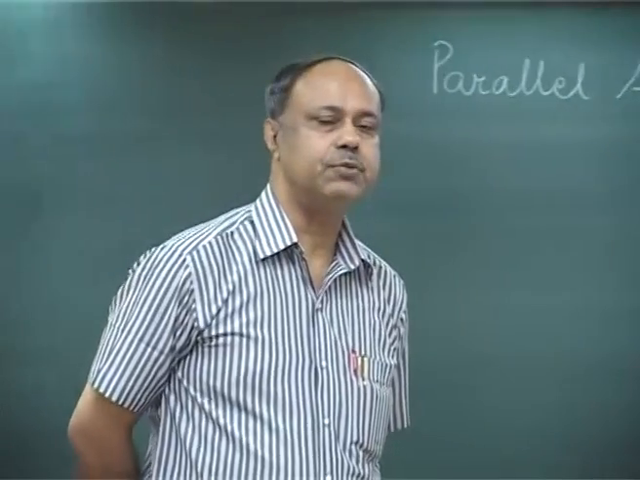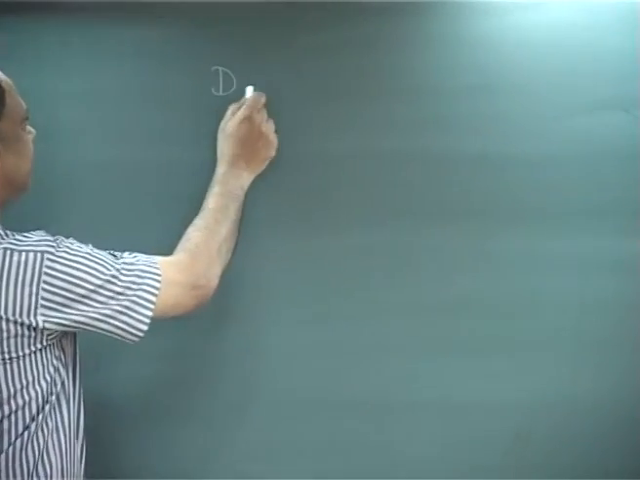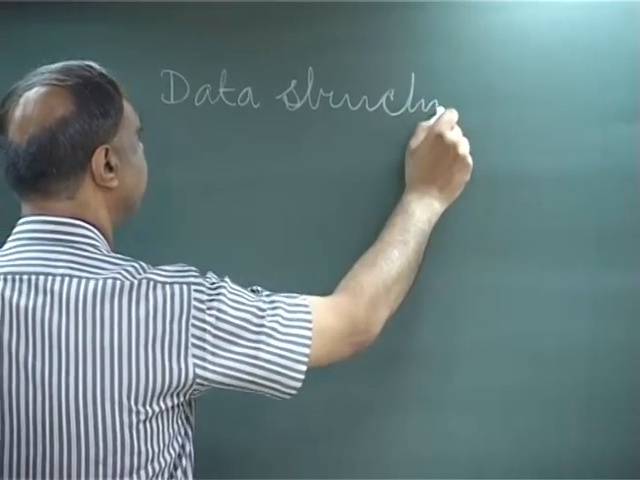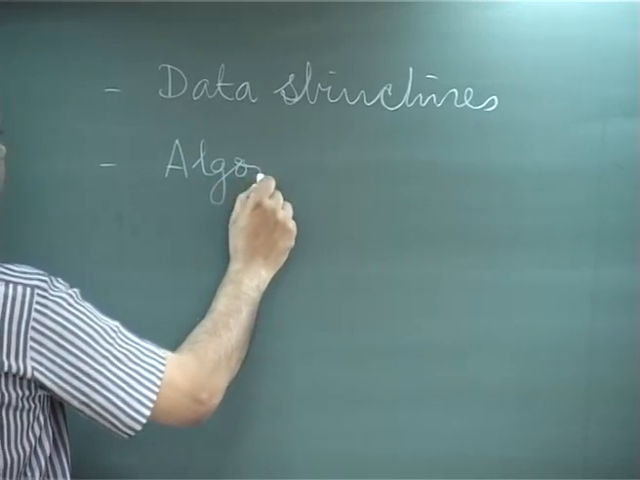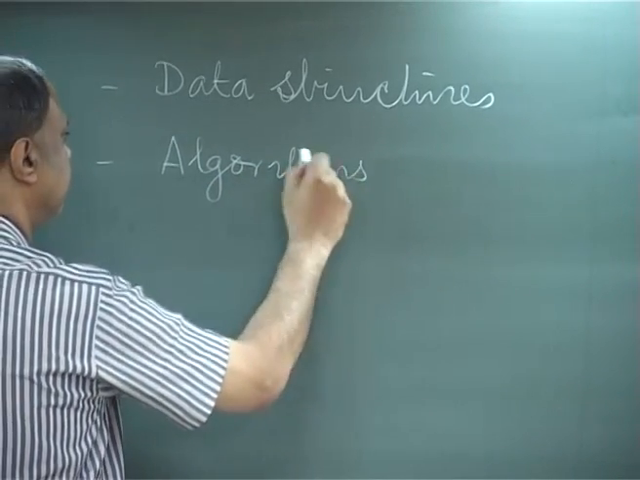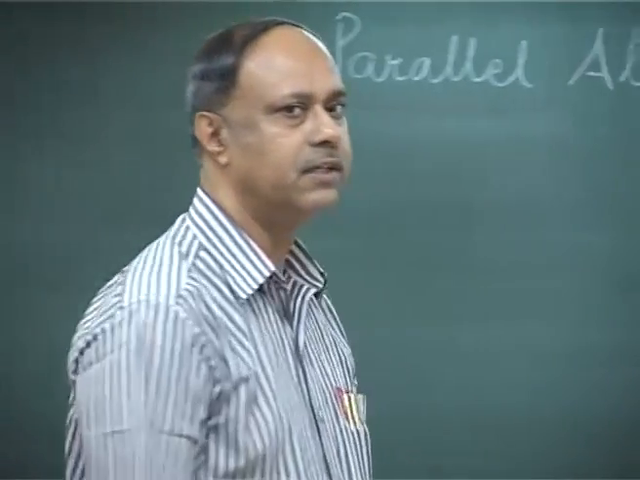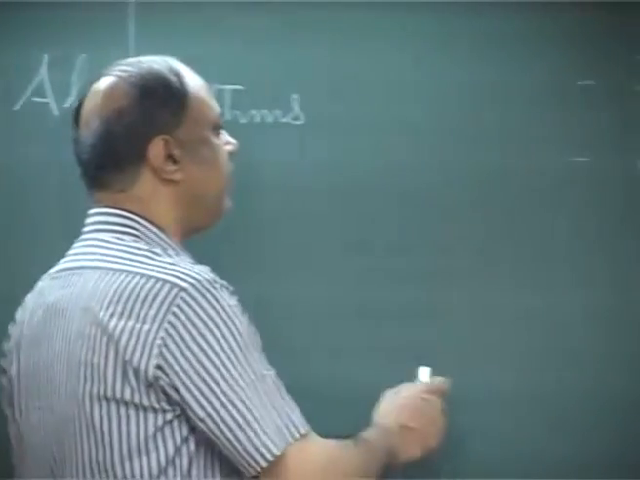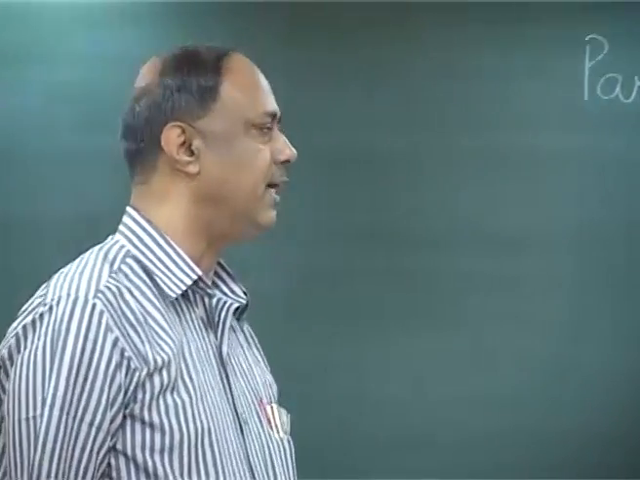Now, the prerequisite of this course: what we expect from you is that you have preliminary knowledge of data structures and algorithms. These two words, data structure and algorithm, are completely linked to each other, and they cover a very small component of the software engineering life cycle.